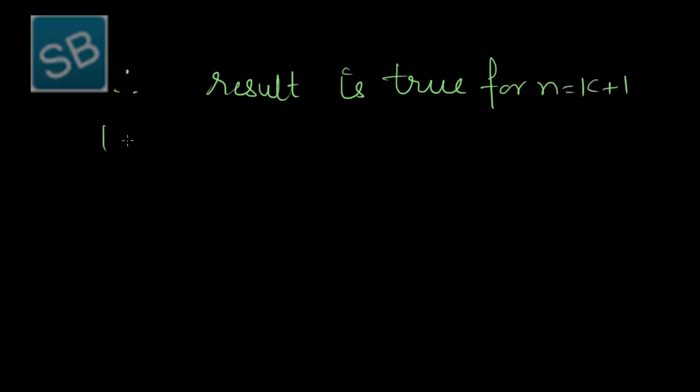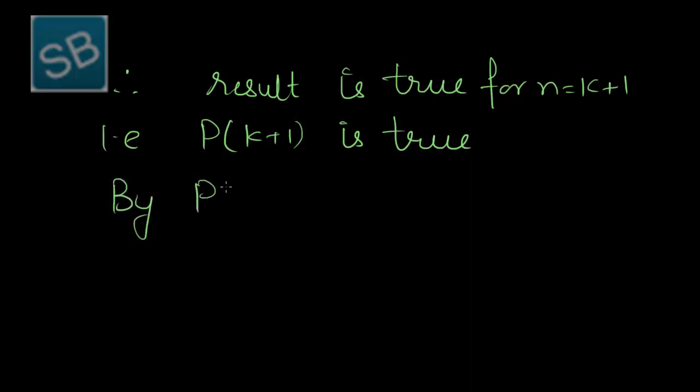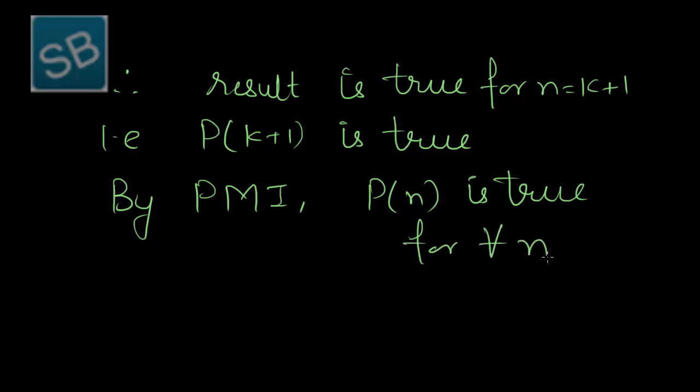Therefore, we can say that result is true for n is equal to k plus 1. That is, P of k plus 1 is true. Therefore, by principle of mathematical induction, P(n) is true for all n belong to N. So this was all about the problem number 6.